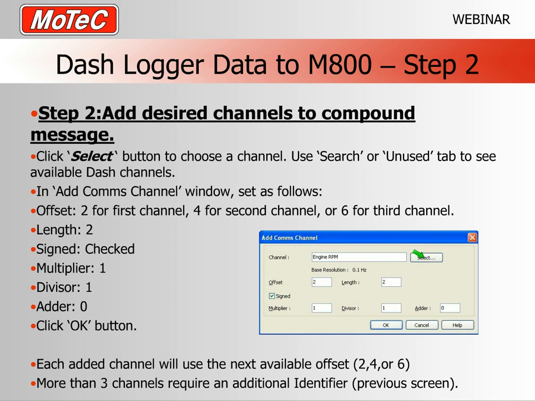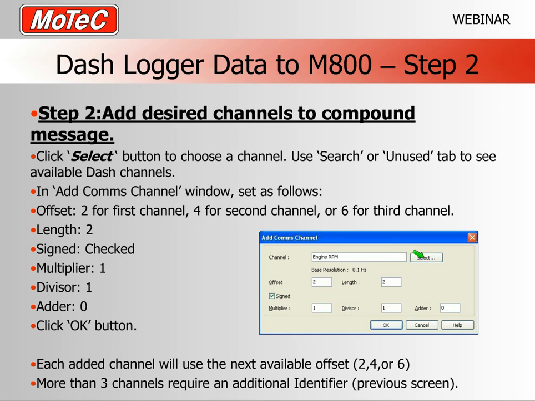It will show you a very long list of the available channels, and you can use numerous different tabs in this search mechanism to find the channel that you're after. Now the simplest way we find is to click on the unused tab, and what that does is show you which of your dash channels are available that haven't already been selected for transmission. Okay, so we click on select.